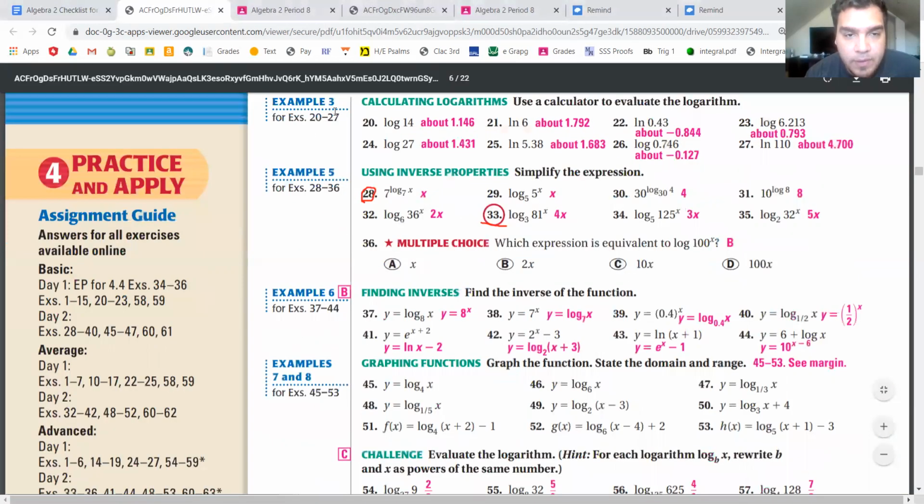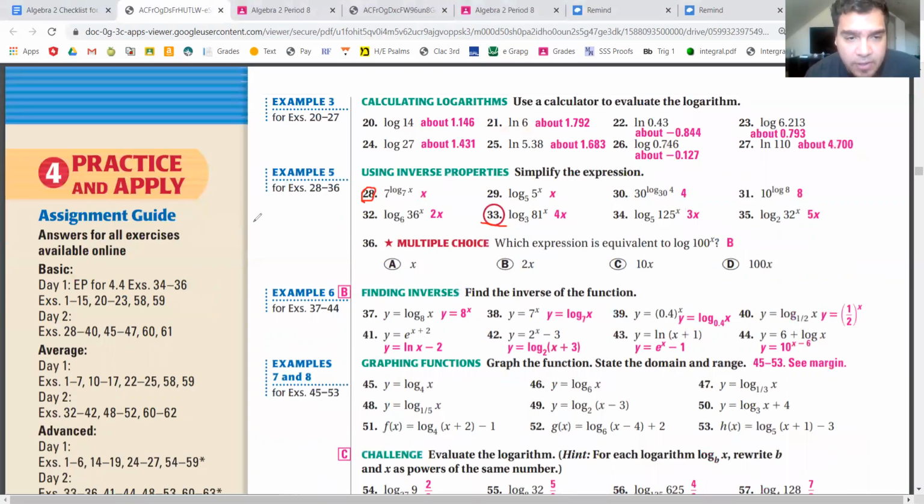Yeah, exactly. Okay. So let's do 28. So what happens here is 7 to the log base 7. This number right here matches this number right here. And because both numbers match, you could cross them out. So all that's left is what's over here in the front, so that's x. When you have a log and an exponent matching, you could cross them out. Same thing here. This 5 matches this 5. You could cross these out, and we're left with x. So when they match, you could just cross them out, and that makes it easier.